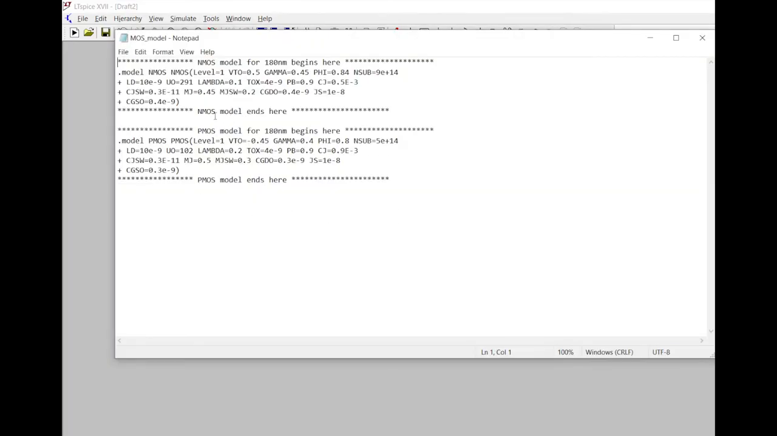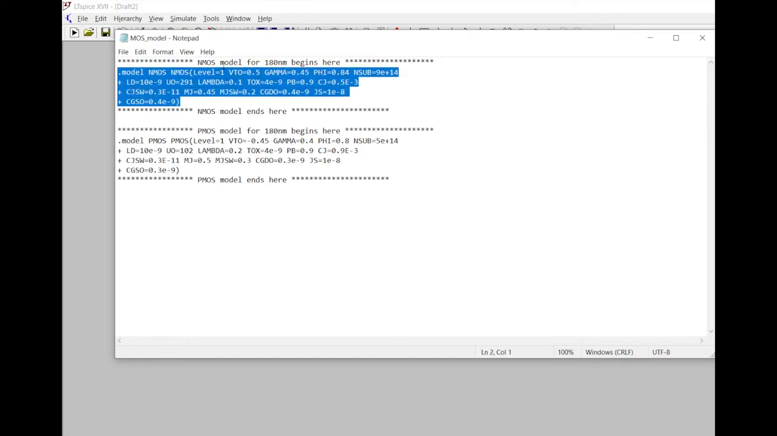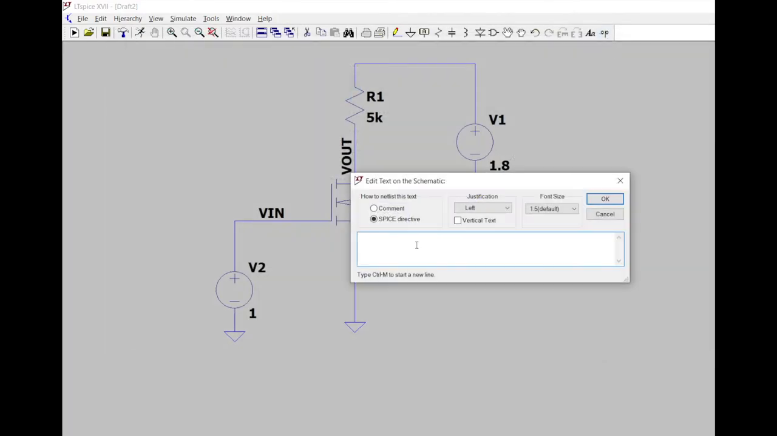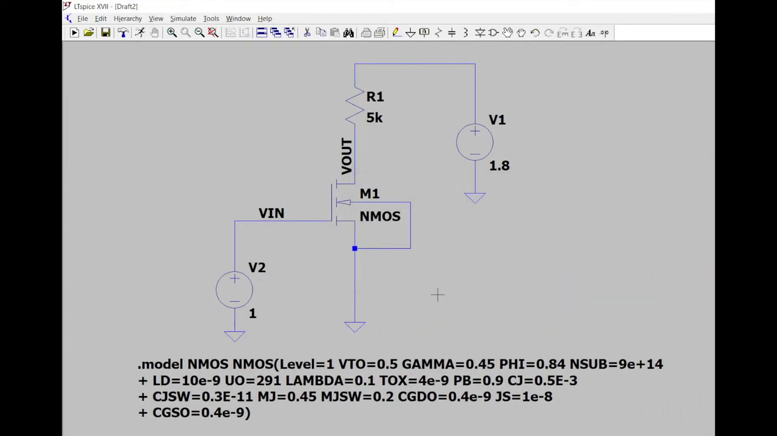So this is the model file for the NMOS and the PMOS for 180 nanometer technology. I'll be pasting this text in the description below so that you can directly copy it and use it for your simulation file. As well, in the link of the website, I will be posting the SPICE file itself, so that you can try this simulation yourself. So let's copy the model file for this NMOS and select the SPICE directive, paste it here. So we are almost ready to run the simulation.